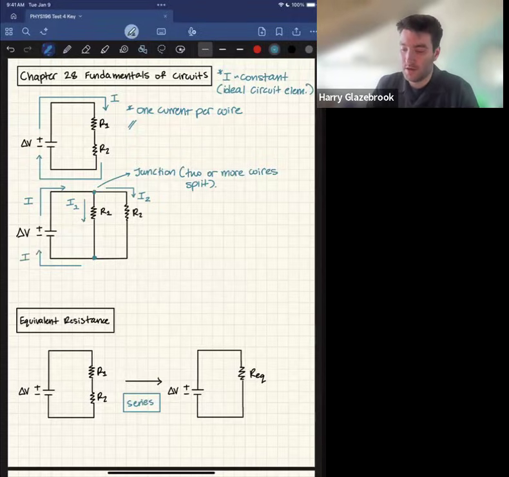Cool. So one thing I want you to note, this top circuit is only one wire, even though it has three circuit elements, and so there's only one current in this entire circuit. So one current per wire. There's one current in this circuit.